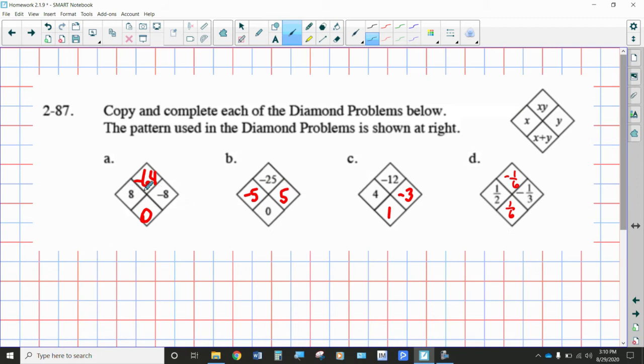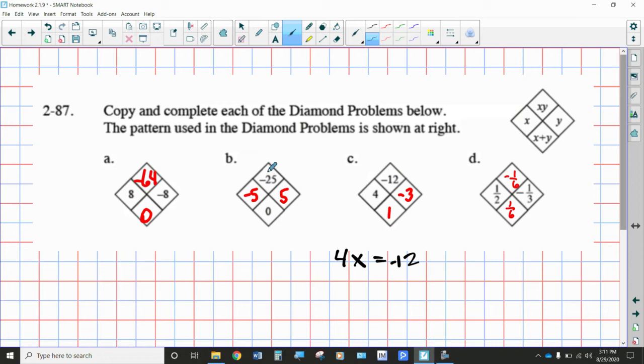Diamond problems. These two numbers, when multiplied together, give you a product that goes on the top, and when they're added together, give you a sum on the bottom. So here you've got a situation where 4 times something equals negative 12, so you know that something has to be negative 3, and once you know that's negative 3, then you'll add the 4 to the negative 3 to give you 1. And here, that's a tricky one.